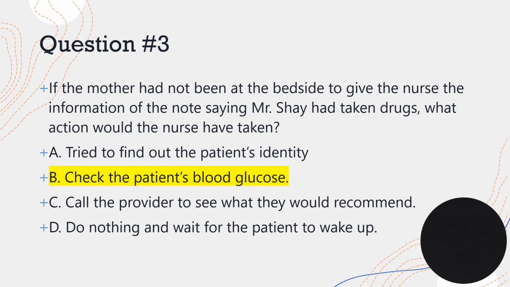This is question number 3. If the mother had not been at the bedside to give the nurse the information of the note saying that Mr. Shea had taken drugs, what action would the nurse have taken? Try to find out the patient's identity, check the patient's blood glucose, call the provider to see what they would recommend, or do nothing and wait for the patient to wake up. The nurse would check the patient's blood glucose.